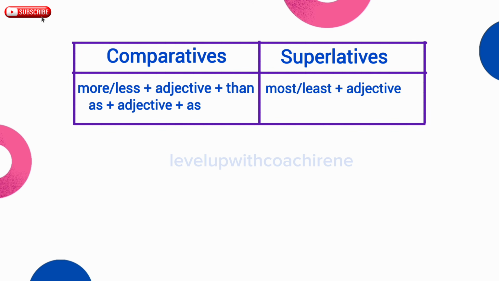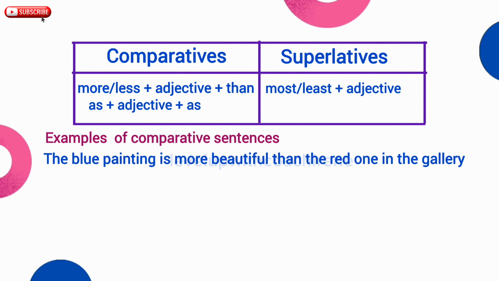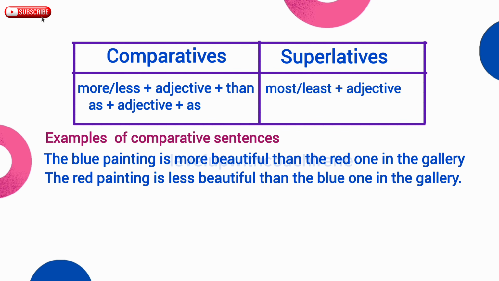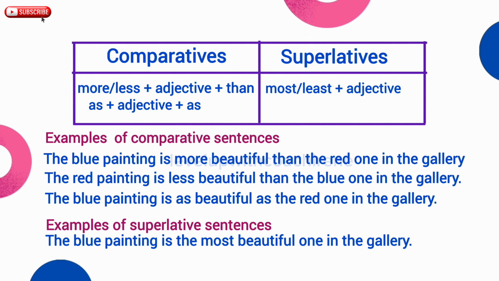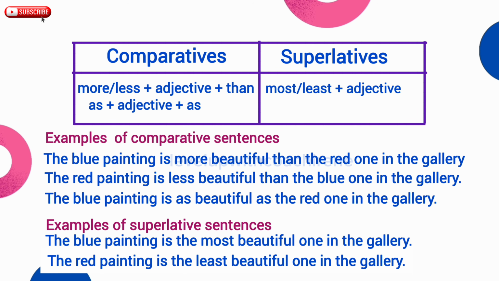Let us look at some examples. The blue painting is more beautiful than the red one in the gallery. The red painting is less beautiful than the blue one in the gallery. The blue painting is as beautiful as the red one in the gallery. For superlative, we have example sentences like, the blue painting is the most beautiful one in the gallery. The red painting is the least beautiful one in the gallery.